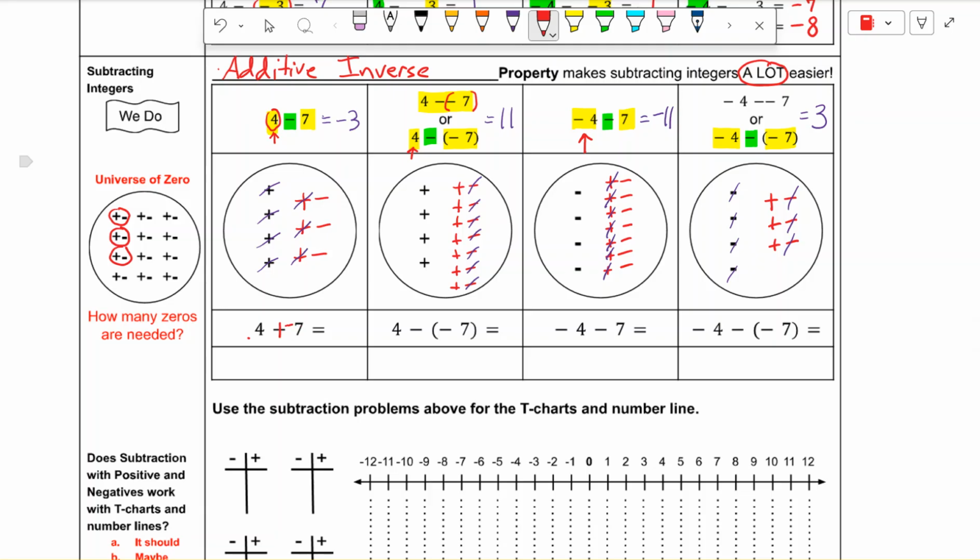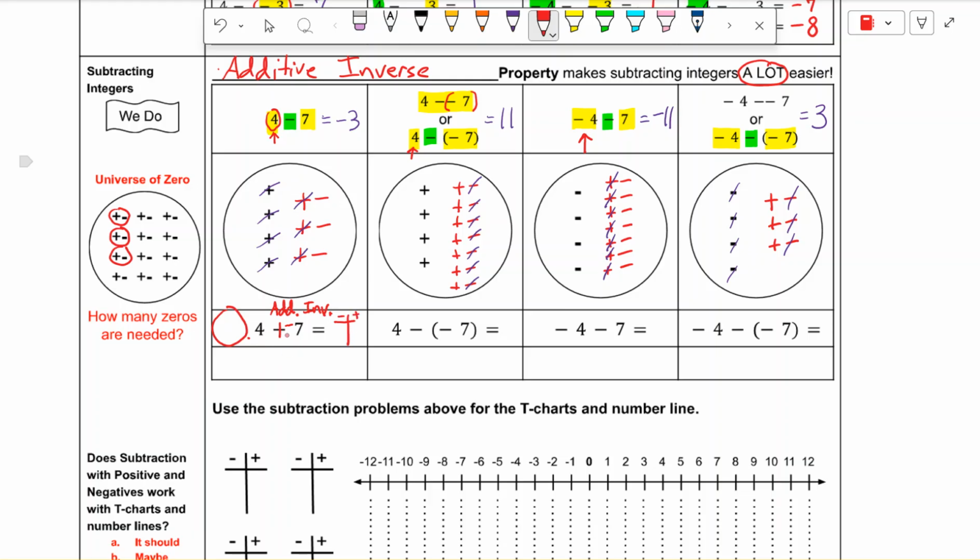-7. So what did we do here? Well, we changed the sign. We made it into addition. And then we did the inverse. Okay, that's a 2-step process. So we made the subtraction sign into addition. And then we did the opposite, the 7 into -7. That's the inverse. All right, so you've seen these from our lesson in adding integers. 4 plus -7, who wins? Well, you have more negative signs than you have positive signs. Remember, you can use the universe of 0. You could use the t-chart.